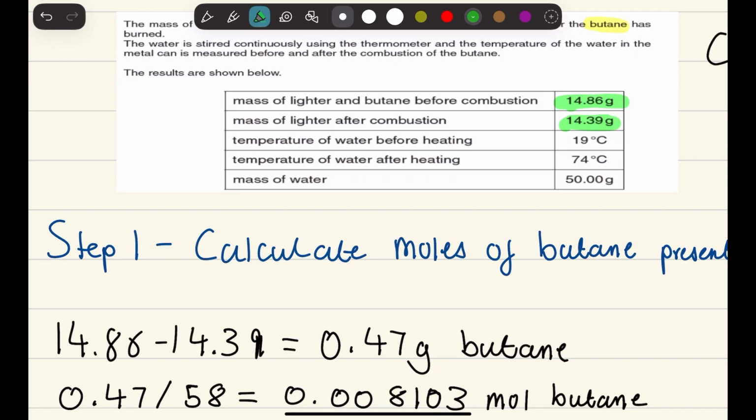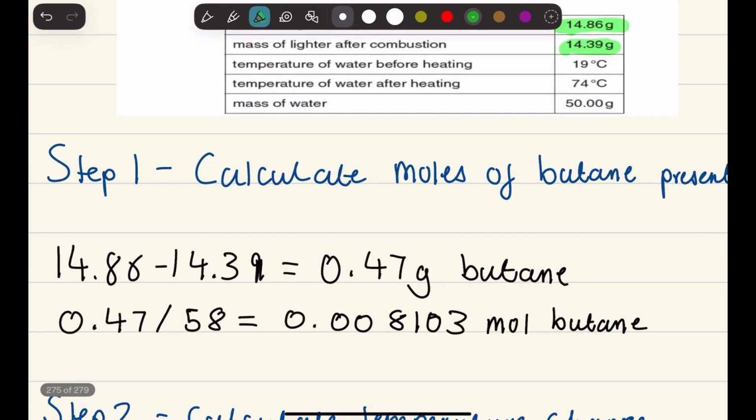Cool. Then I need to get the molar mass of butane so I can get the number of moles. Molar mass of butane is 58. So we do 0.47 divided by 58. We get 0.008103 moles of butane to 4 significant figures. Okay, we've left it at that. We found the moles of butane.